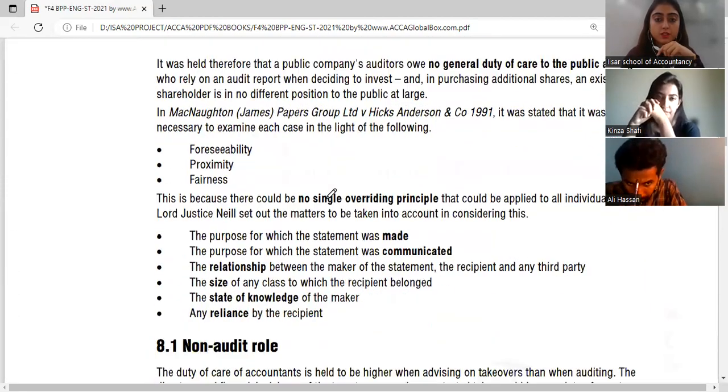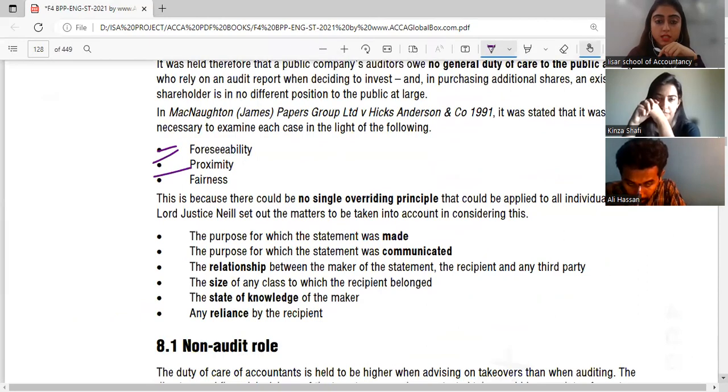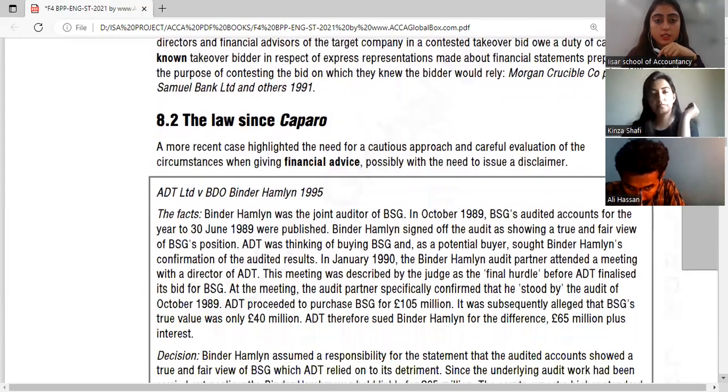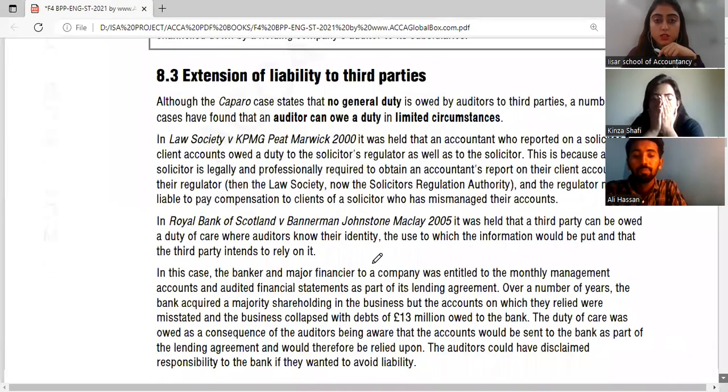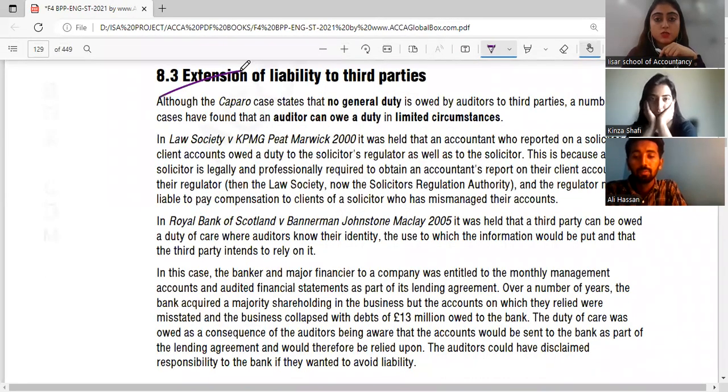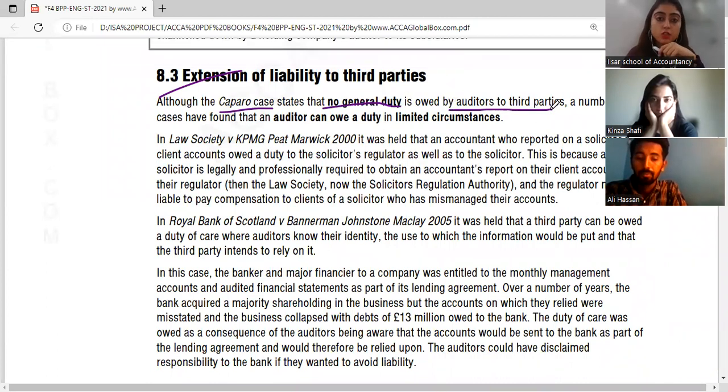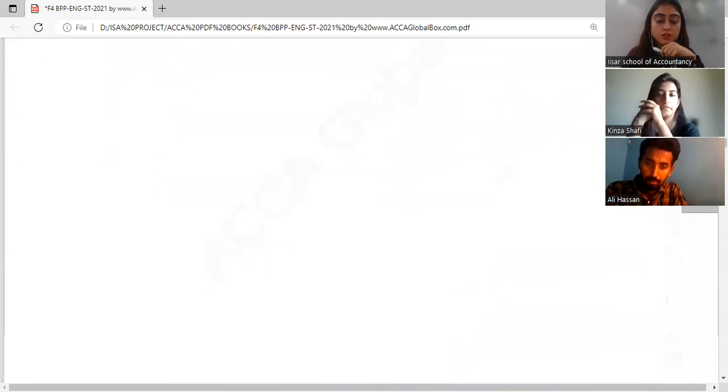Next. So foreseeability, proximity, fairness, again, these three things which we studied earlier. Non-audit role, the law sense, Caparo. All of this you can go through yourself. It's all repetition. Extension of liability to third parties. So first of all, the Caparo case makes it very clear that as auditors, we have no general duty to third parties or to the public at large. But an auditor can owe a duty in limited circumstances or to limited individuals. That's for sure.